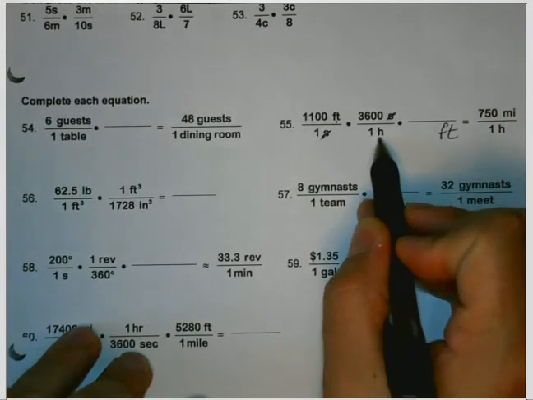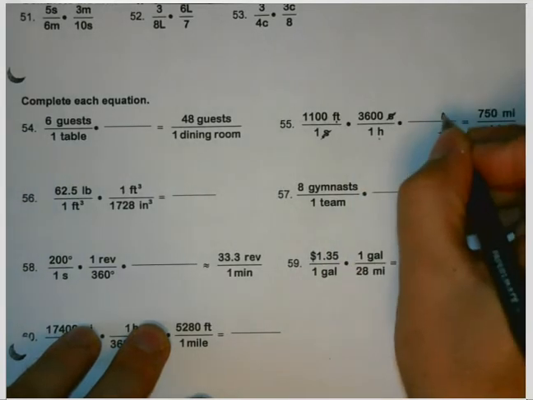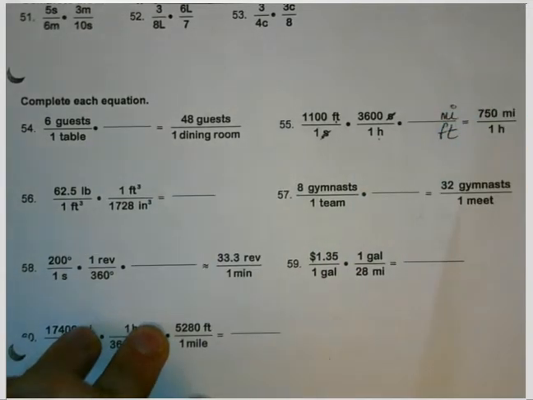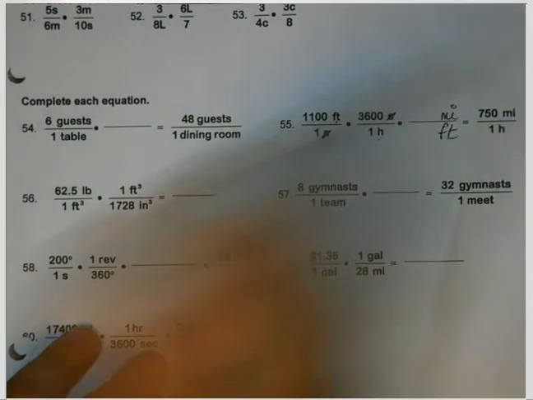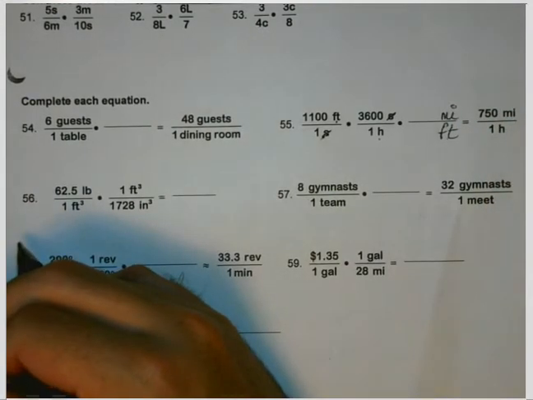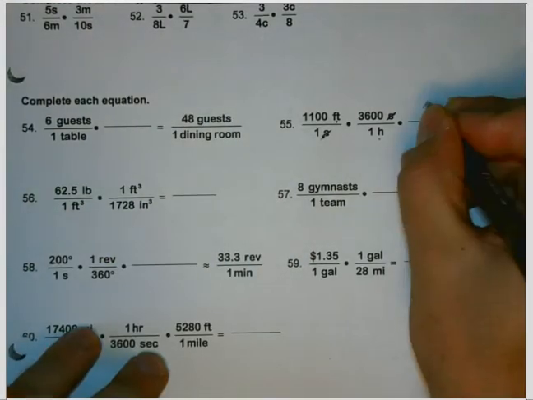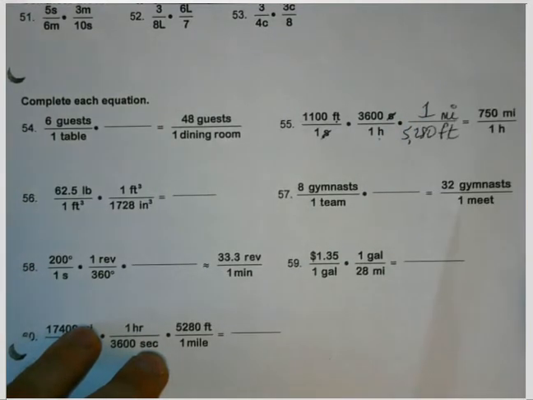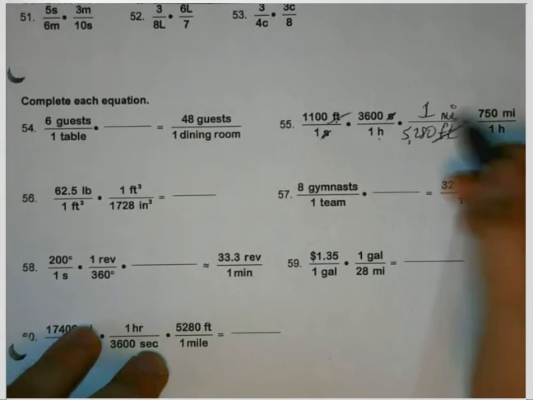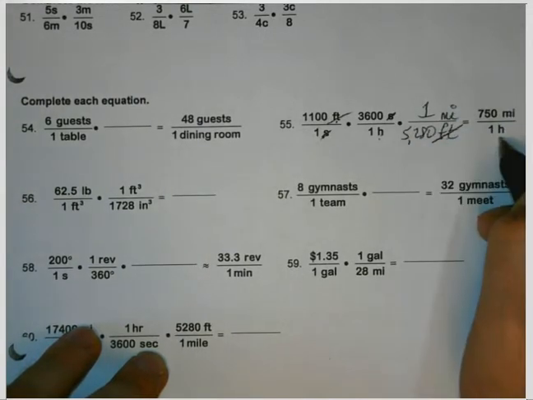Okay, I want the hours. That's good. But I want miles. I don't see miles anywhere. This last one's going to have to be miles. So I'm going to have to know how many feet there are in a mile. Like, oh boy. 1 mile is 5,280 feet. Now my feet cancel. And look, I got miles up top. Got hours down below. And now I've got to start reducing.